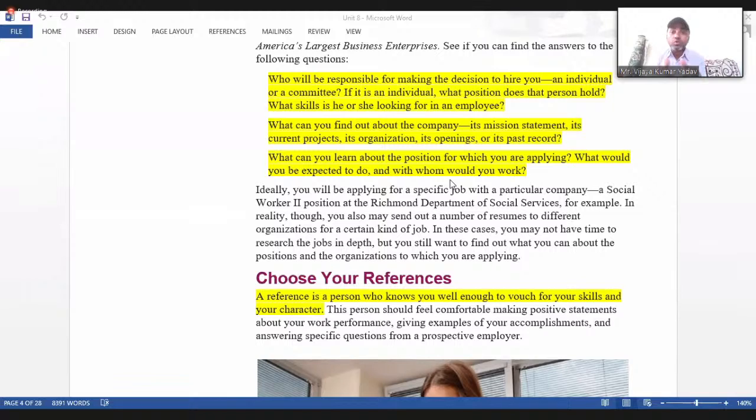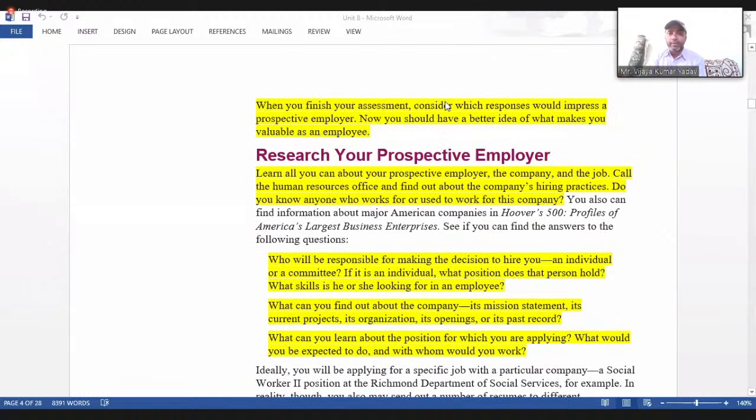Or with whom would you work? What kind of person are you going to work with in the company? With whom are you going to work? All these things you have to know. If you know about all these things, then it will be easier for you to work in the company, and you will feel comfortable.